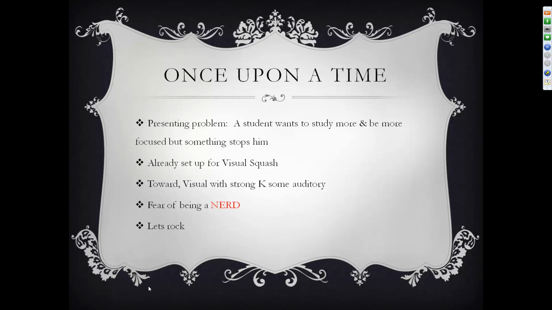So I spent some time talking to him. And he was a toward person, right? Internally motivated. A visual with a strong kinesthetic. He had some auditory, but he was visual with a strong kinesthetic. And I elicited the part of him that stops him, that doesn't want him to study too much and be too focused in school: he had a fear of being a nerd. He wanted to be a cool kid, right? So that's the setup, right? Great.